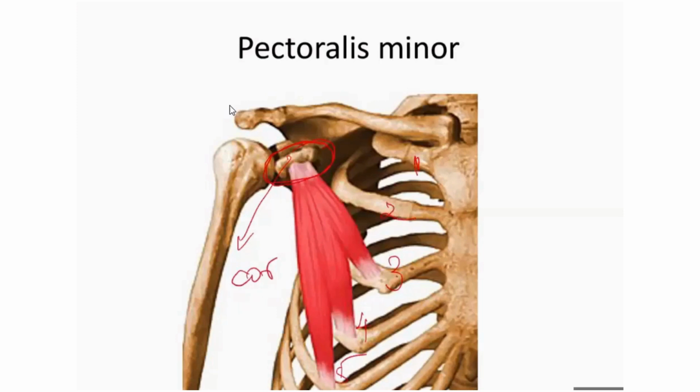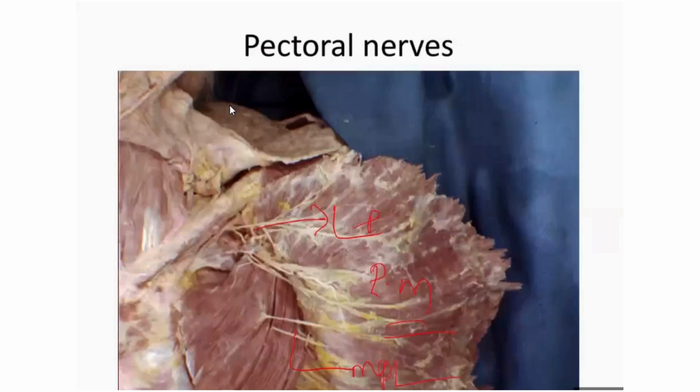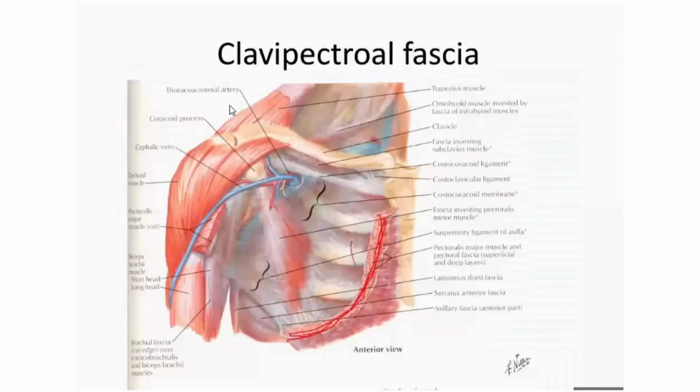This picture shows you the nerves which are piercing the pectoralis major: the medial pectoral nerve and the lateral pectoral nerve. The fascia that is present deep to the cut end of the pectoralis major is called the clavipectoral fascia.